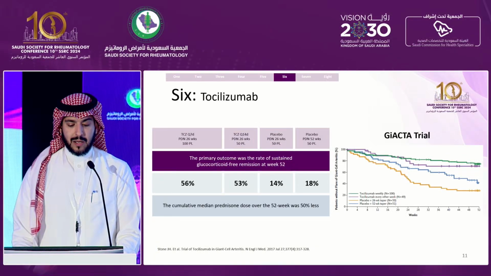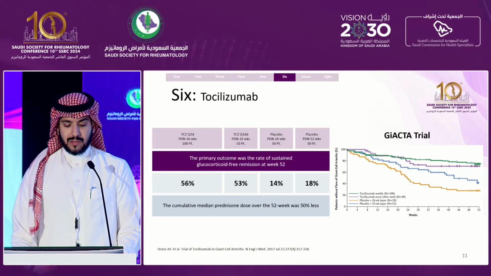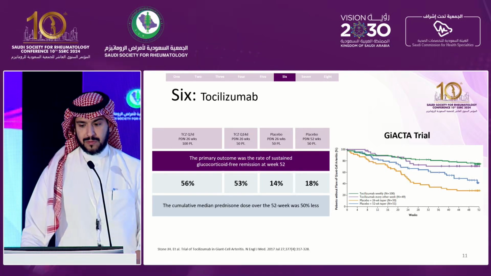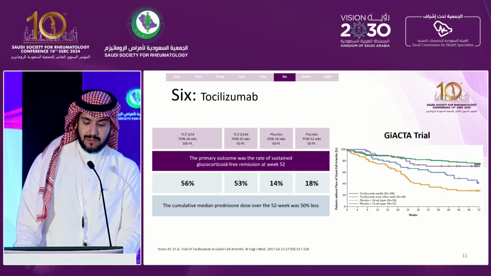tocilizumab groups had a higher sustained remission, with both more than 50% and a significant p-value. Also worth noticing and reported in this trial, the cumulative median prednisone dose over the 52 weeks was 50% less in the tocilizumab group, and the graph explains that.